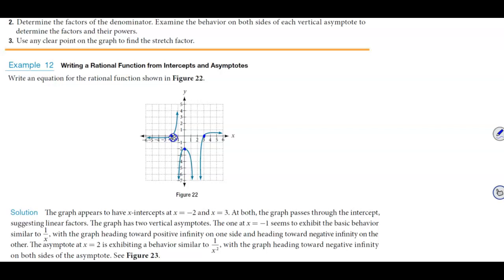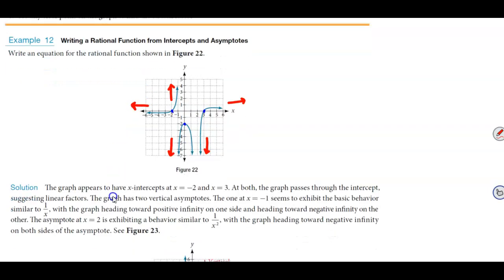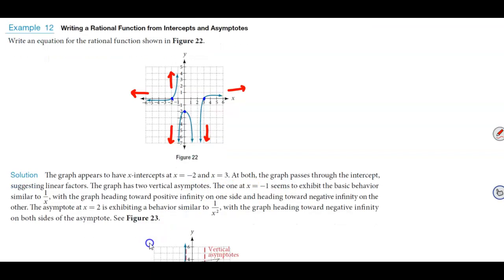Now, I do want you to notice here that this graph is going downward in these areas. It's going up in that scenario, and then it's going towards positive and negative infinity over here. So the graph appears to have x-intercepts at -2 and 3. At both, the graph passes through the intercept, suggesting linear factors.